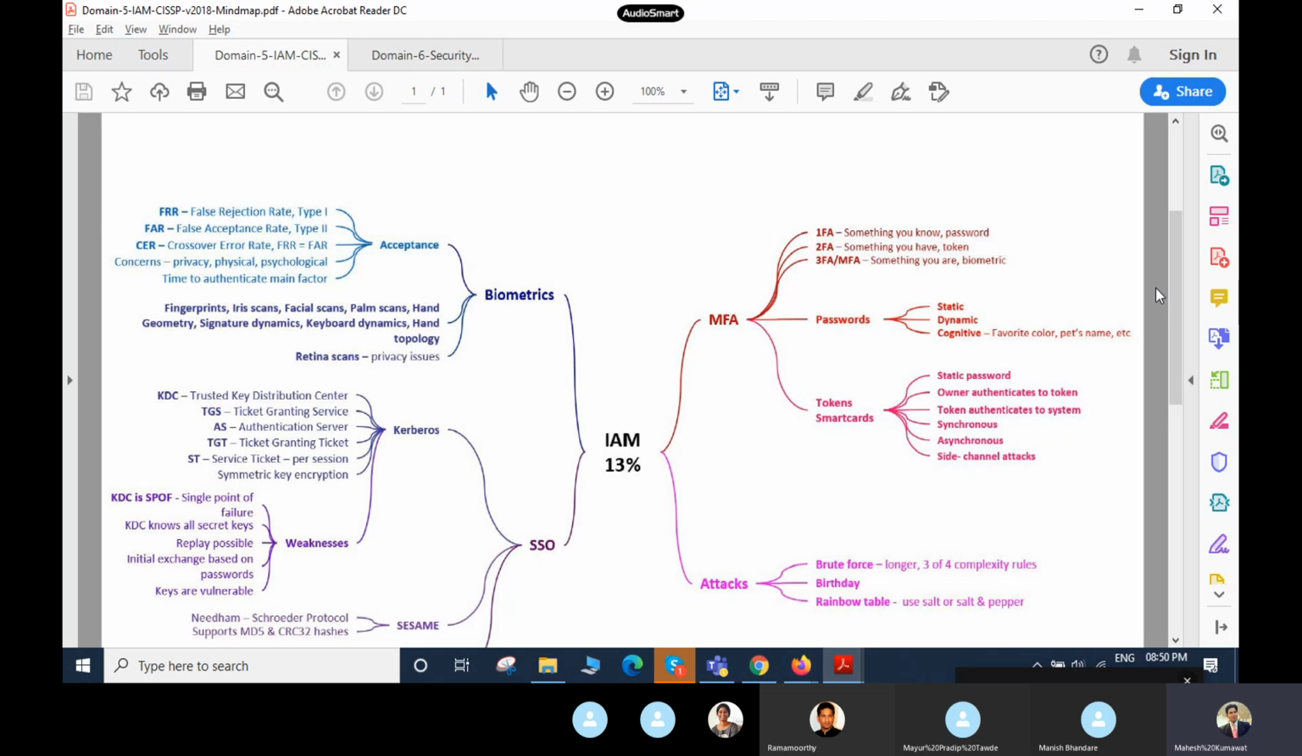Suppose your password is compromised, then you have to go for a 2FA token system. If you see that your OTP is also compromised, then go for your biometrics, iris scanners, fingerprint sensors, security questions, on the devices, on the doors, on the systems, whatever. So password types are static passwords, dynamic passwords, and cognitive passwords.